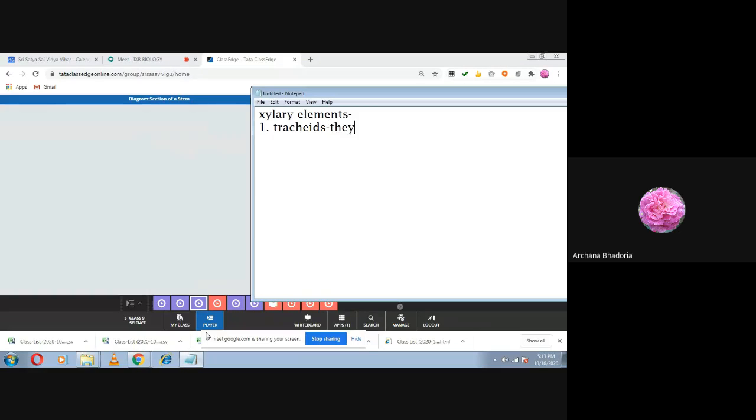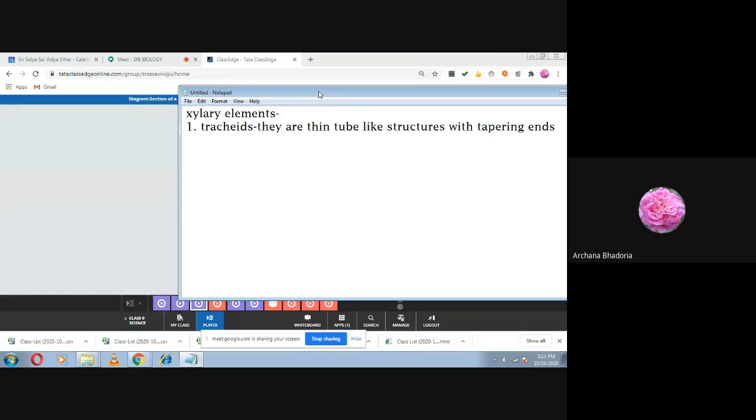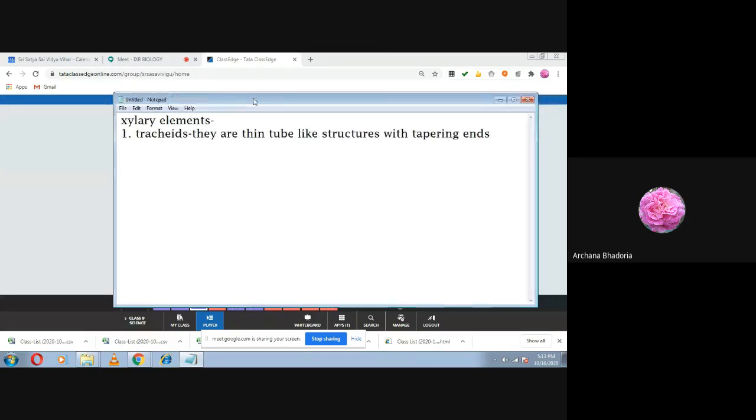Tracheids, write down, they are thin tube-like structures with tapering ends, and placed one above the other.